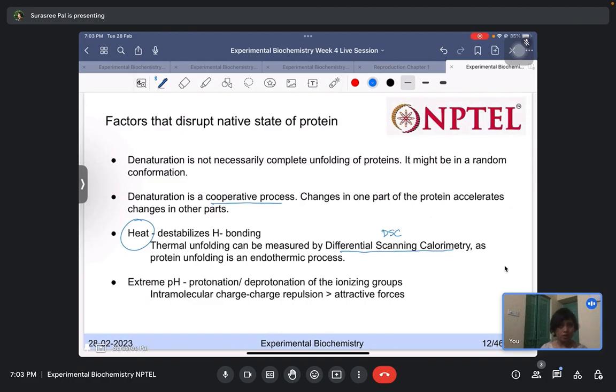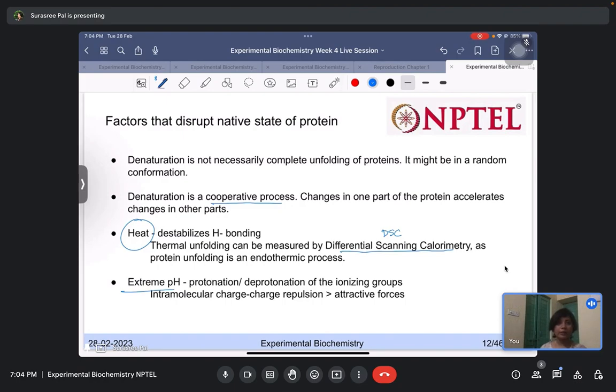So it is a DNA polymerase. What it does is that it helps in DNA replication. So this particular protein, for example, this Taq polymerase, is resistant to thermal denaturation. Now the next denaturing agent is extreme pH.